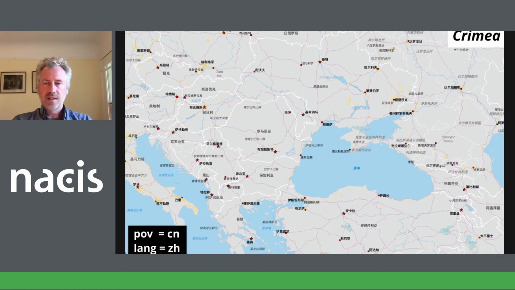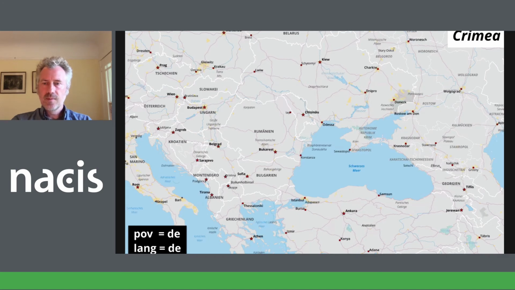China views both the separatists in Donbass and the Russian annexation of Crimea unfavorably. Same goes for Kosovo, where they share the Russian view, and no Georgian separatists.